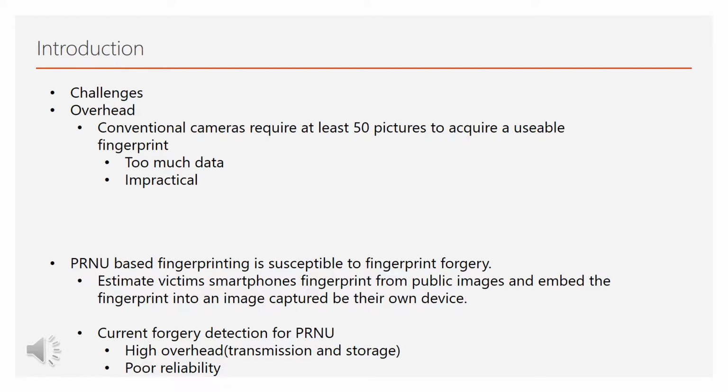There are a few challenges with using PRNU for mobile security. The overhead is huge. Conventional cameras require at least 50 pictures to acquire a usable fingerprint. That is a massive amount of data and extremely impractical to have to use 50 pictures. PRNU is also susceptible to fingerprint forgery.